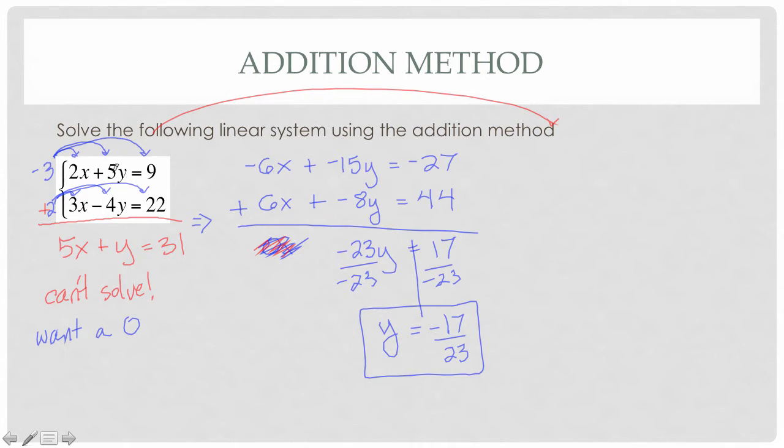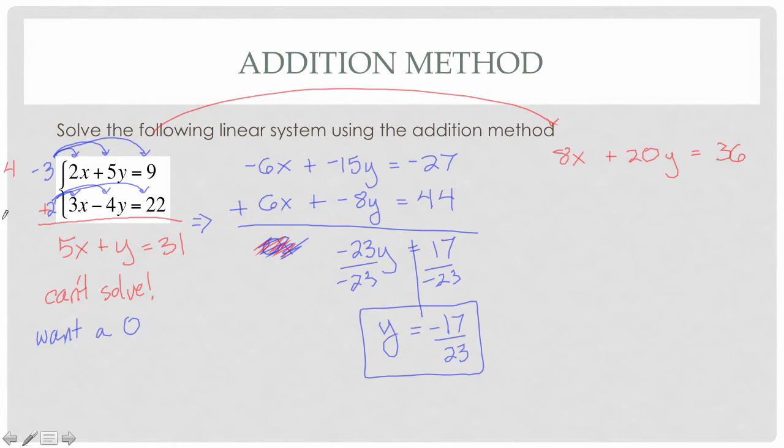So to do that, I got 5y, I got a negative 4y. I'm going to multiply the top by 4 and the bottom by 5, just like we did with negative 3 and 2. So here's my new system. I multiply the top by 4. I've now got 8x plus 20y equals 36. I took the equation, multiplied everything on both sides by 4.